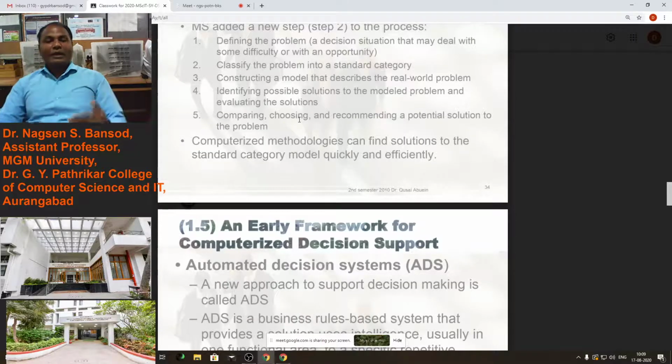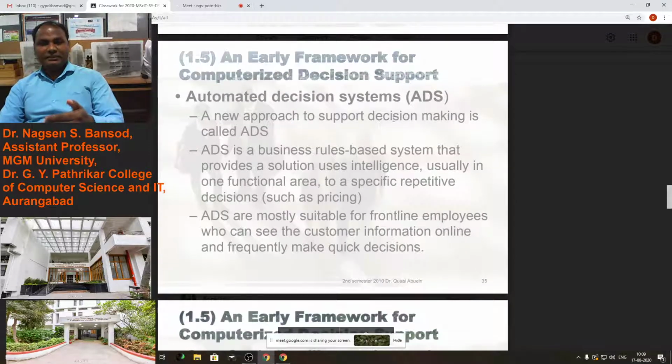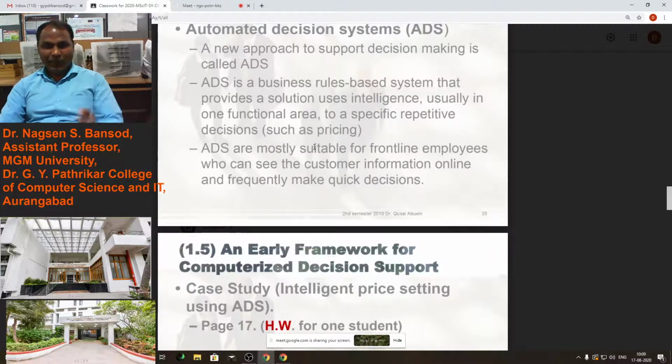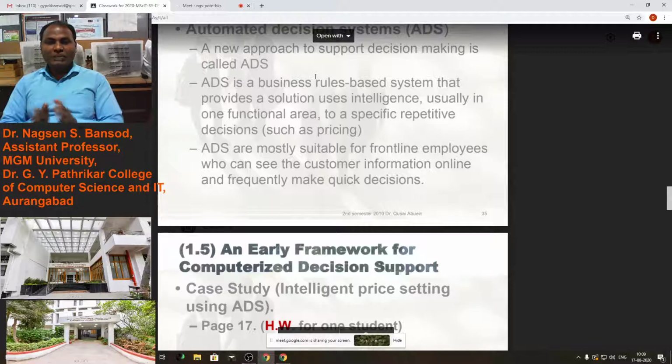But now automated decision system means ADS. A new approach to support decision making is called ADS. This is a new approach. ADS is a business rule-based system that provides a solution using intelligence, usually in one functional area, to a specific repetitive decision, such as pricing. These are the repetitive decisions.